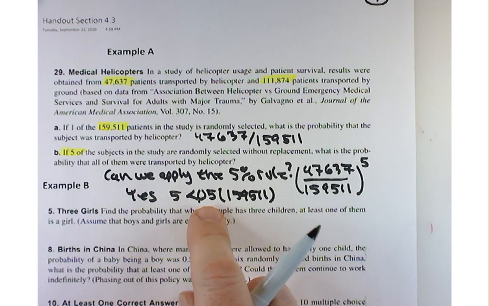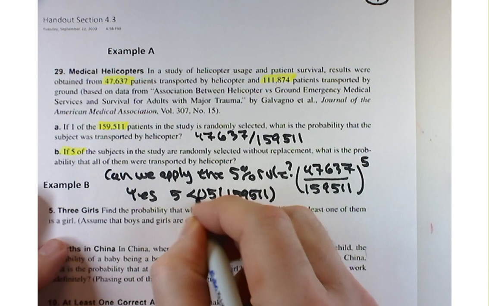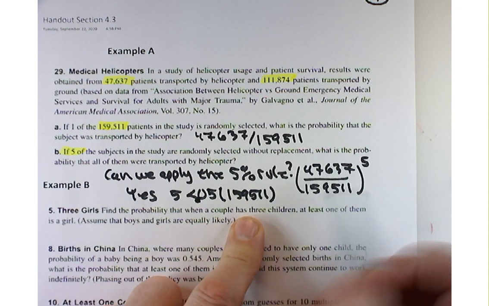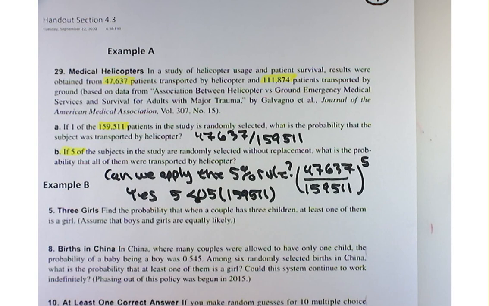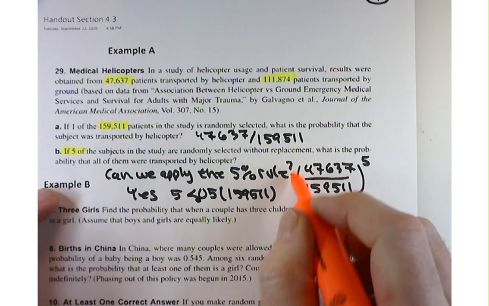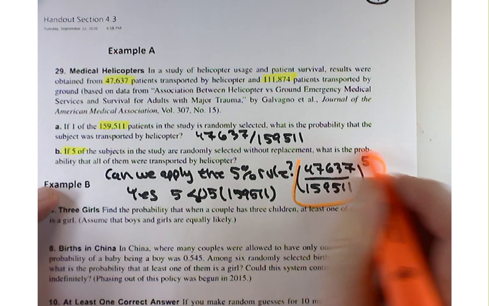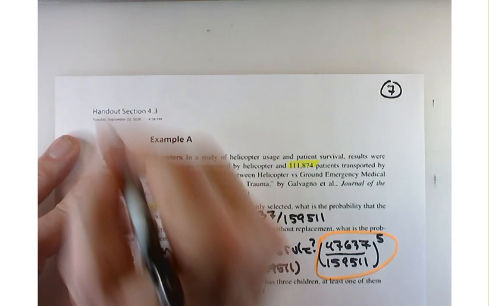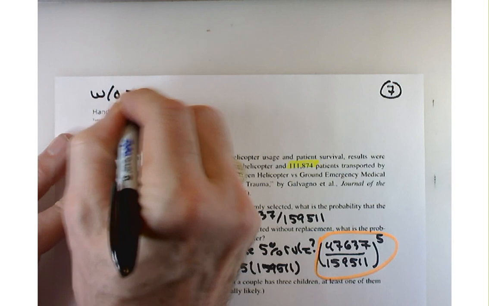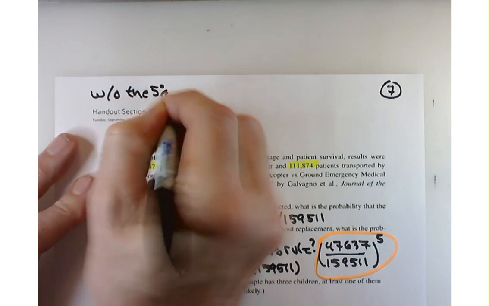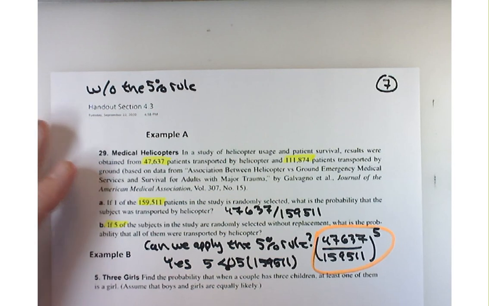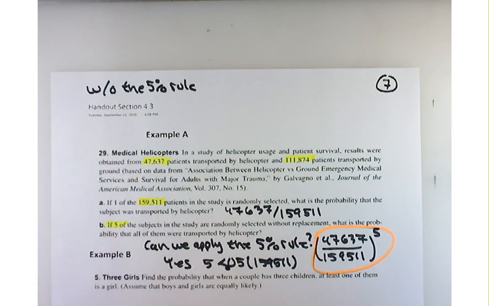So since 5 is less than 5% of 159,000, yeah, we can use that rule, the 5% rule. That makes this calculation a lot more user-friendly. Let me show you, and I don't blame you if you don't want to copy down, without the 5% rule. If you do this without the 5% rule, well, then it becomes tedious to say the least.